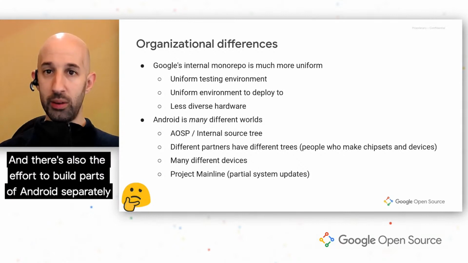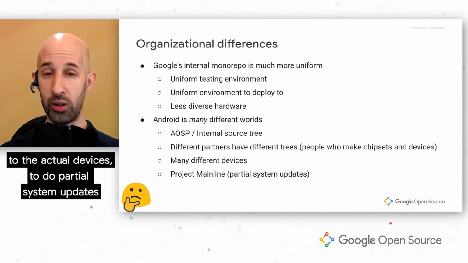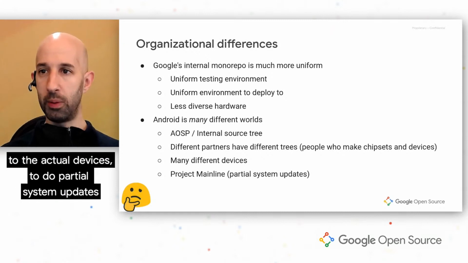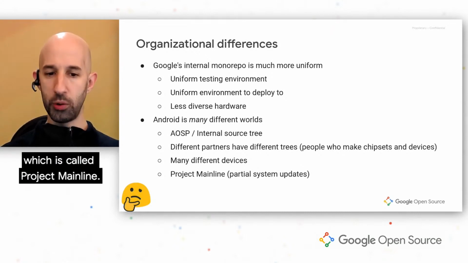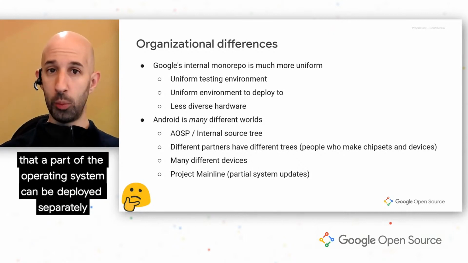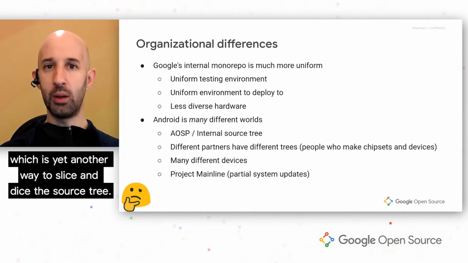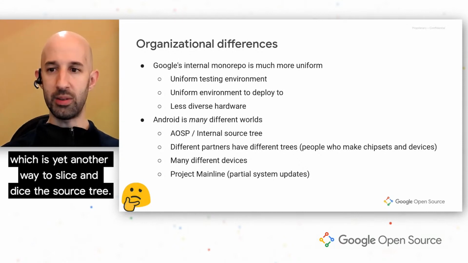And there is also the effort to build parts of Android separately, such that they can be deployed separately to the actual devices, that is to say, to do partial system updates, which is called Project Mainline. In order to be certain that a part of the operating system can be deployed separately, it also has to build separately, which is yet another way to slice and dice the source tree.